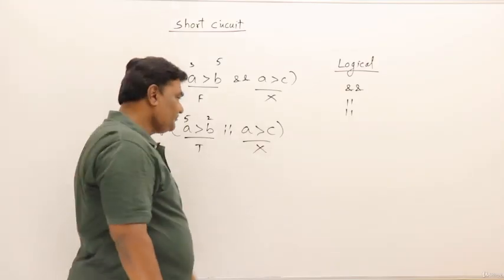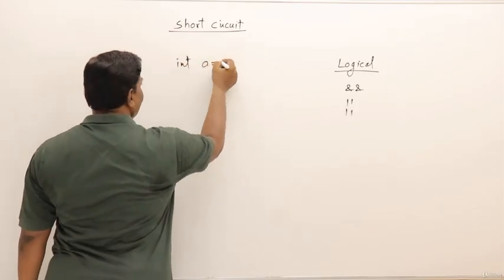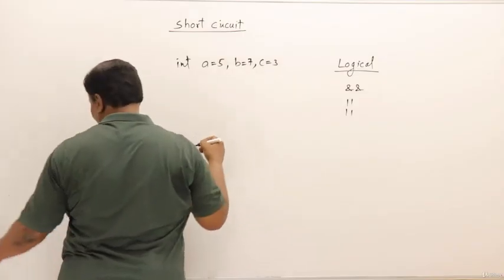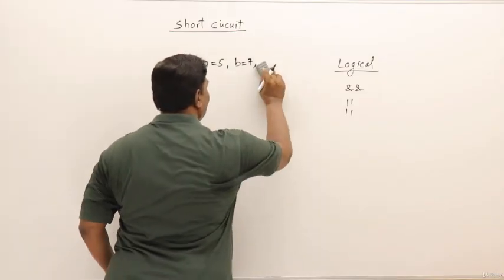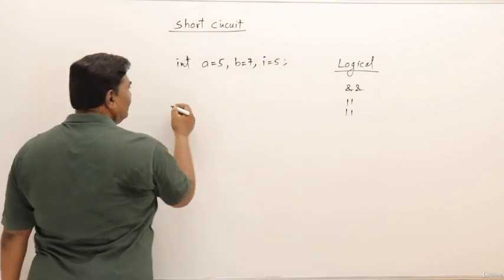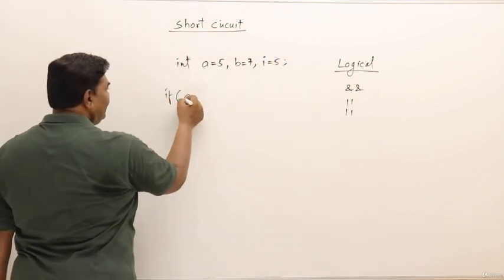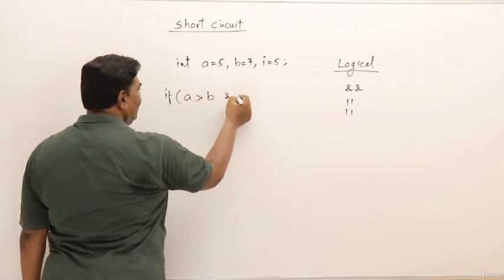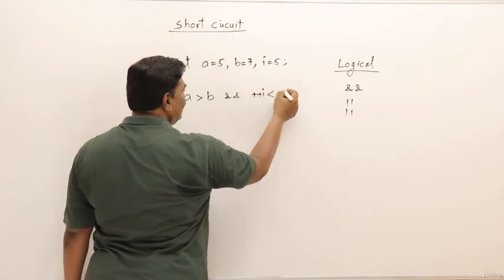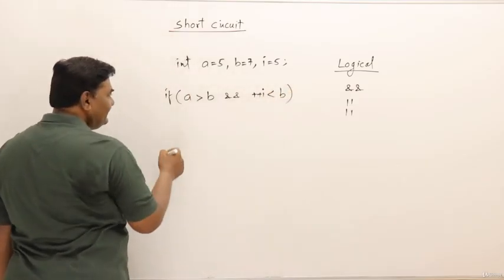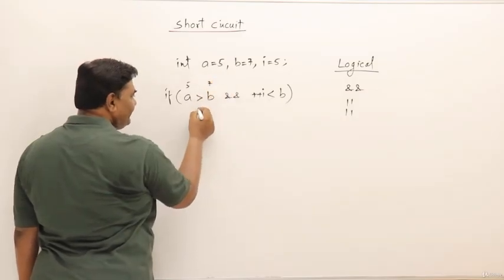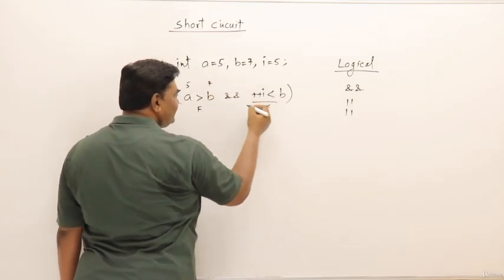I'll take one example and show you. If I have three variables, A is 5 and B is 7 and C is 3. And I is 5. If I say if A is greater than B and plus plus I less than B. Then let us see. This is 5 and this is 7. So this is false. So it will not check this condition.